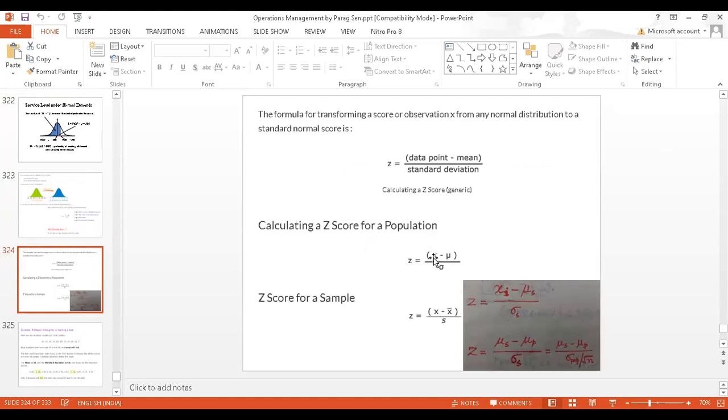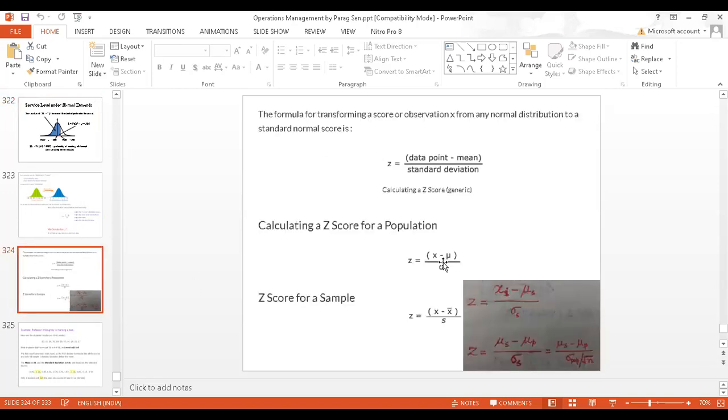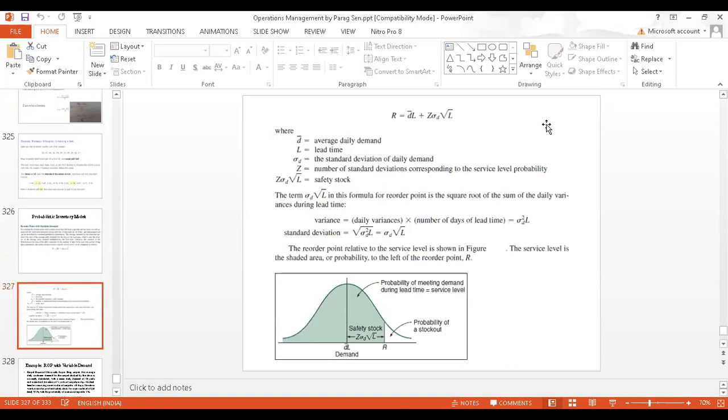Which will depend upon what kind of percentage of service level or the risk level you desire, minus mu, which is the mean, and this is equal to Z into sigma, or the standard deviation. So now it is clear to you why it is Z into sigma.